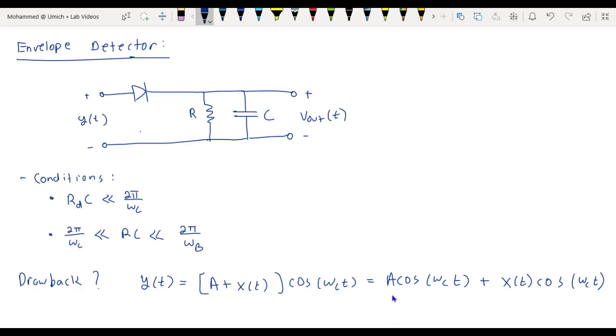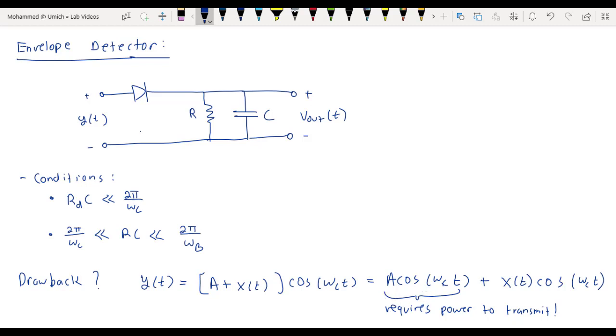Now the part of y of t that equals a cosine of omega ct doesn't carry any information, but we still need power to transmit it, so large carrier amplitude modulation isn't as power efficient compared to suppressed carrier amplitude modulation. So this term here, a cosine of omega ct, is what makes large carrier amplitude modulation less power efficient since it requires power to transmit this term even though it doesn't contain any information.